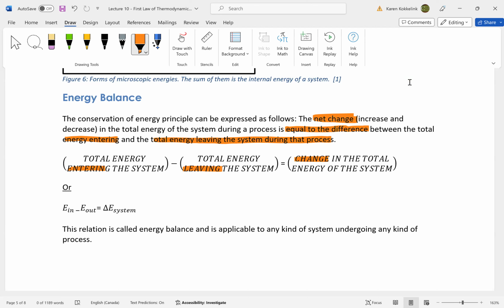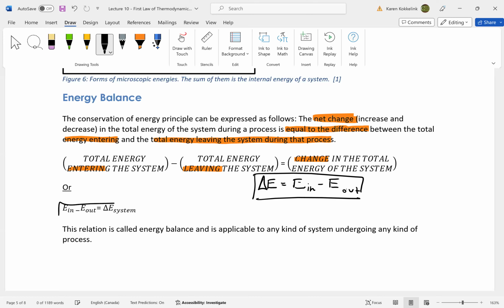Well, that sounds awfully practical. It just says delta E of the system is equal to E in minus E out. Makes sense because no energy can be created or destroyed. Here it is right here. That relationship is called an energy balance, or a first law energy balance, I like to always call it.